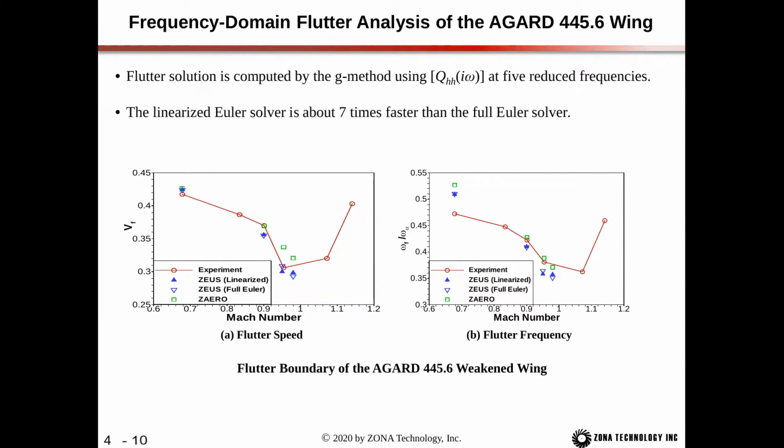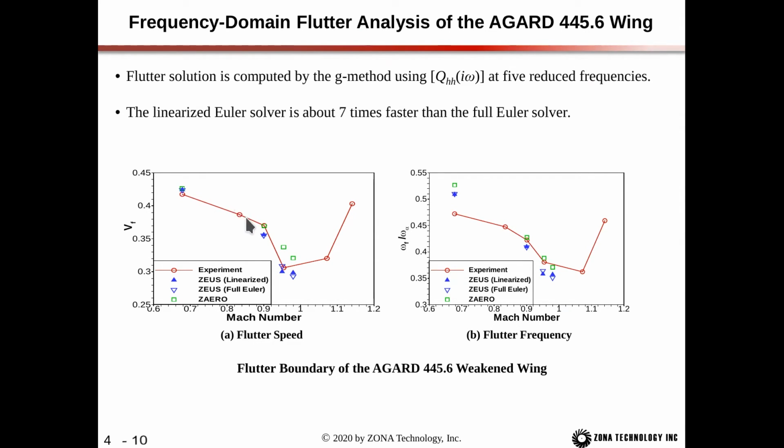So next we'll do a frequency domain Flutter analysis on the AGARD 445.6 wing. The Flutter solution is computed by the G method using QHH at 5 reduced frequencies, and the linearized Euler solver in this case is about 7 times faster than the full Euler solver. So the Flutter speed is on the left, the Flutter frequency is on the right. Our experimental results is the red circle and line. The ZEUS linearized solver is the solid blue triangles. The full Euler ZEUS solution is the open blue triangles, and then ZEUS is the green boxes.